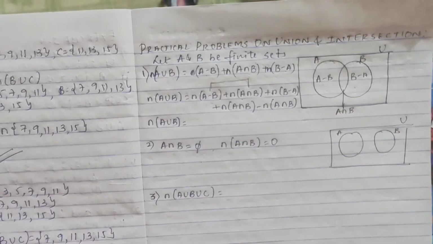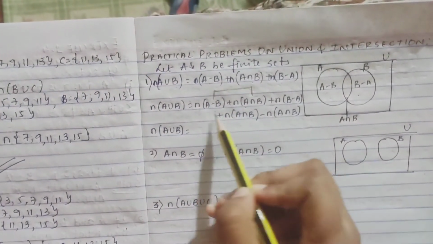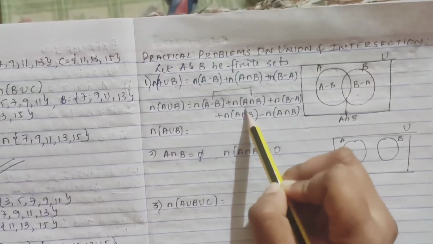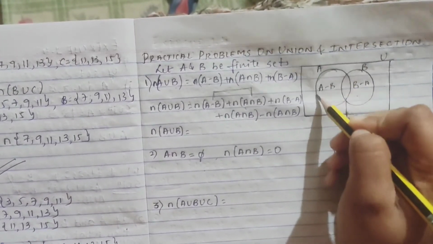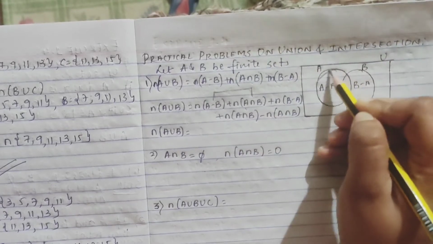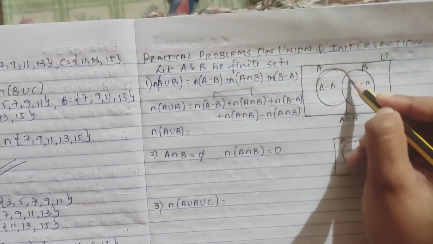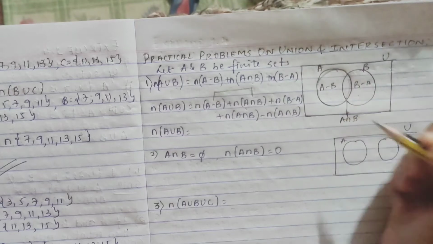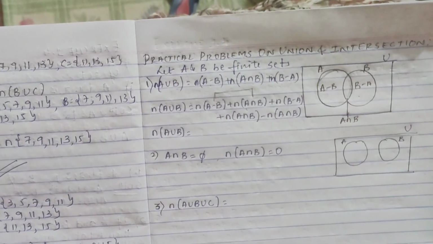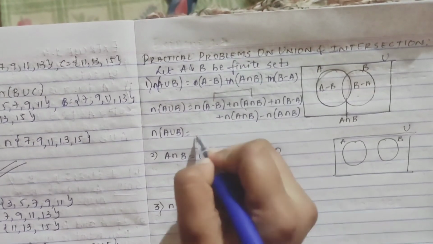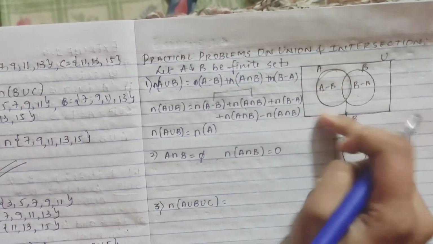N means numbers. Now if you see n of A minus B plus n of A intersection B. A minus B means only these terms will come, right? Till here, this is your A minus B. And the intersection part is this. Now if you add this and this, you get the whole of A. So n of A minus B plus n of intersection is n of A, the whole A set.